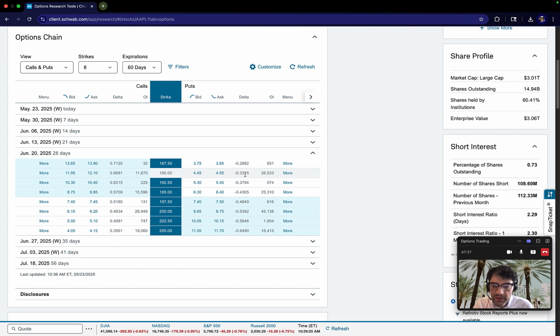It is a little bit higher than 30. It's about 33. But again, this is really subjective. It's really up to you. So what are we looking for?